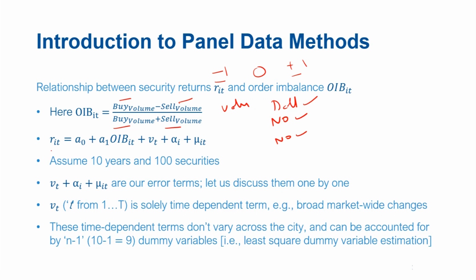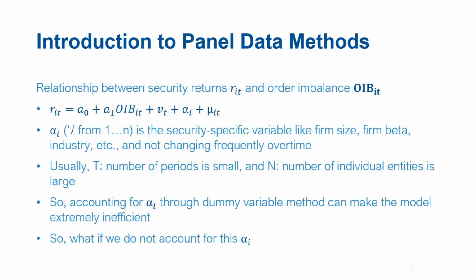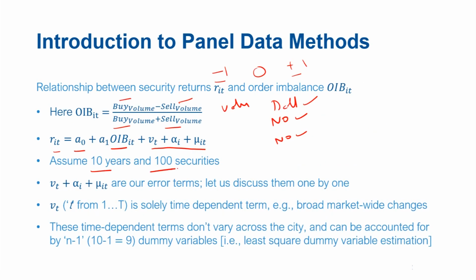Let's think of this simple equation where we are trying to examine the predictability of returns from this OIB measure as the independent variable and returns as the dependent variable. Alpha naught is the constant term, but for us the remaining three terms, Vt, alpha i and mu it, are very important. Let us assume a period of maybe 10 years and 100 securities. So it's a panel data kind of setting where multiple securities are being tracked over multiple time periods.